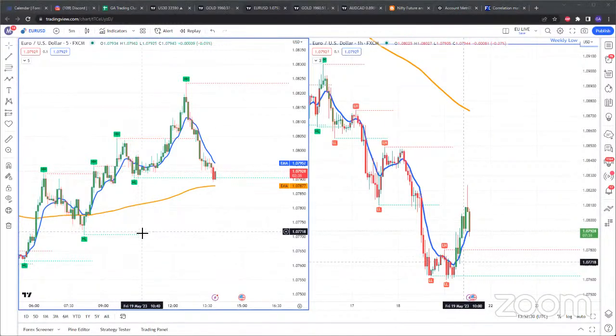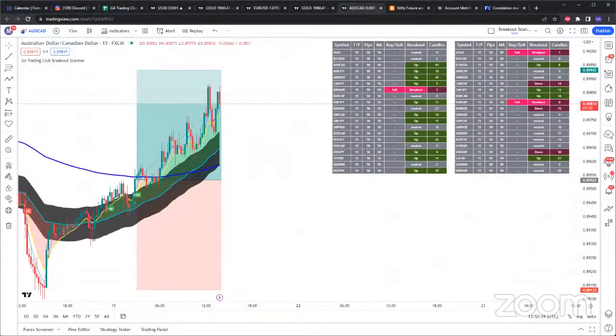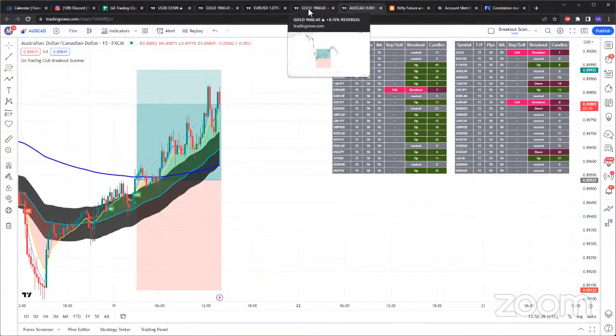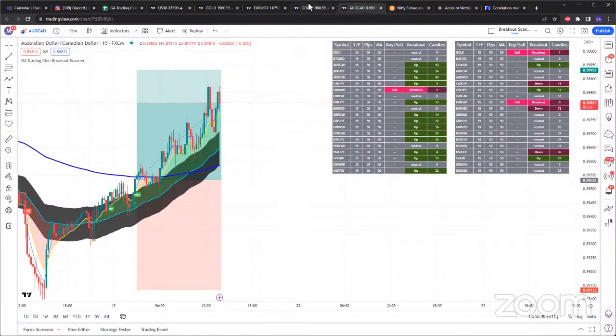So going forward, what I've decided is to probably take one trade on the live session, two trades based on the breakout scanner, and one trade on reversals. We don't get reversals every day, so we are more than likely not going to get any reversals, maybe until it's a news day.